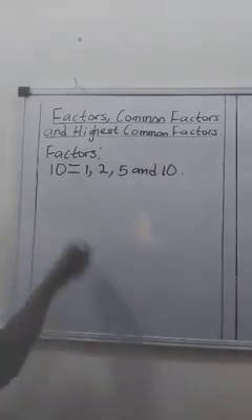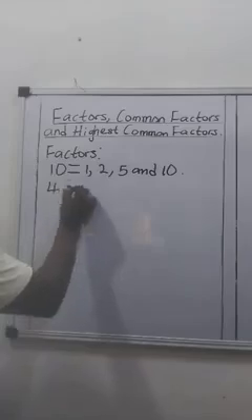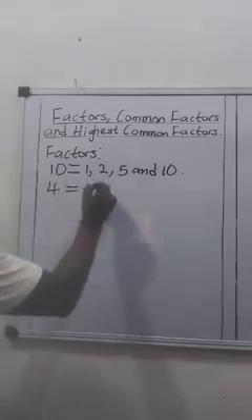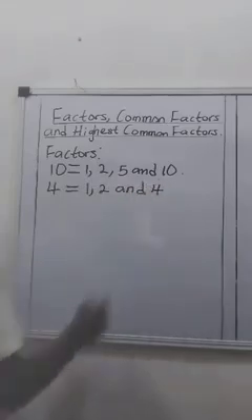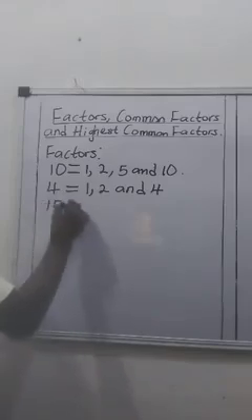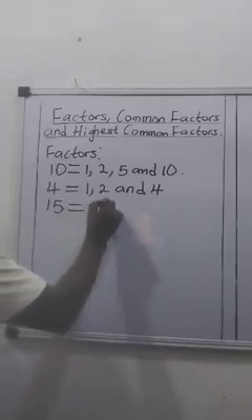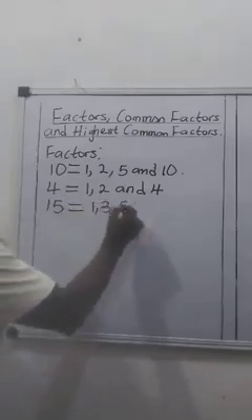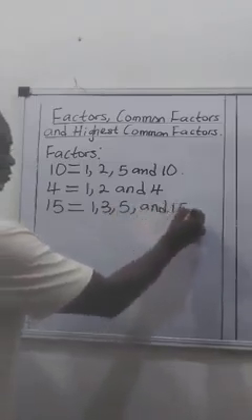What are the factors of, let me say, 4? The factors of 4 are 1, 2, and 4. What about factors of 15? The factors of 15 are 1, 3, 5, and 15 itself.